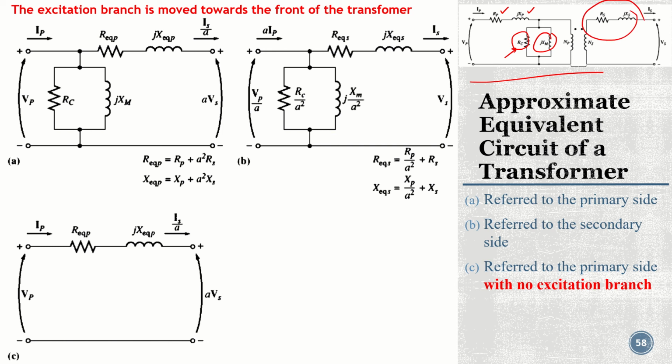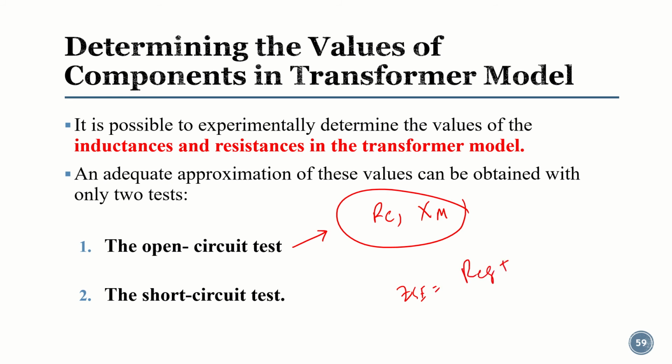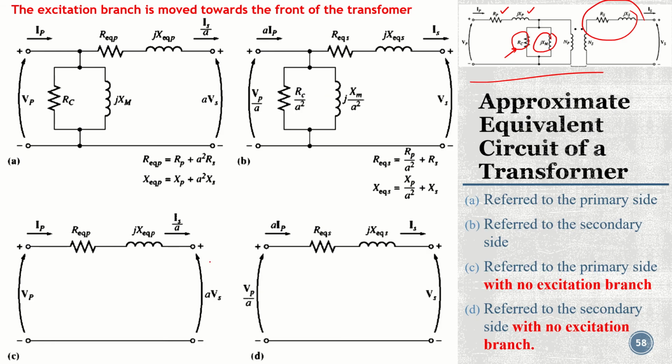So for that there are two tests which are typically used, and we call them open circuit test and short circuit test. So we use the open circuit test for finding the magnetization branch components. Okay, so we use the open circuit test to find the RC and the XM values. Okay, and we use the short circuit test to find the values of the equivalent impedance, or like the R equivalent and the X equivalent reactance.